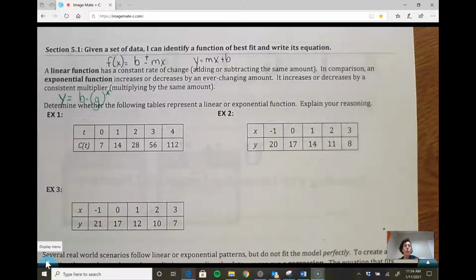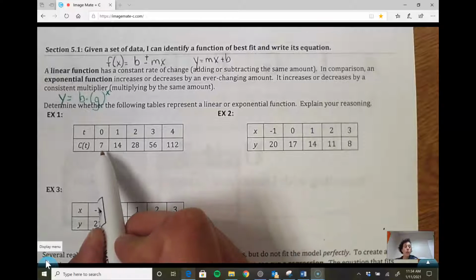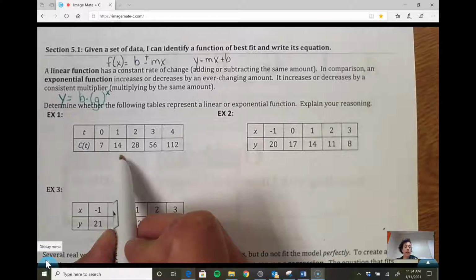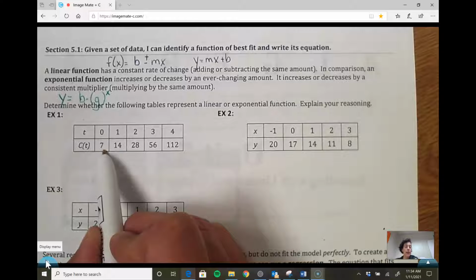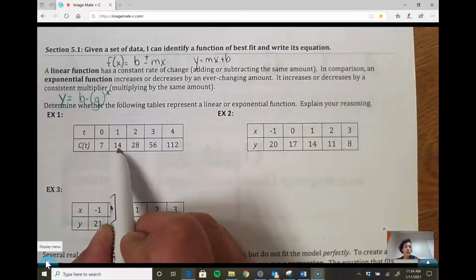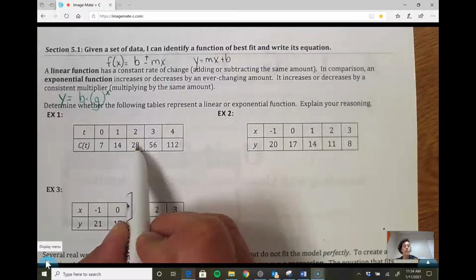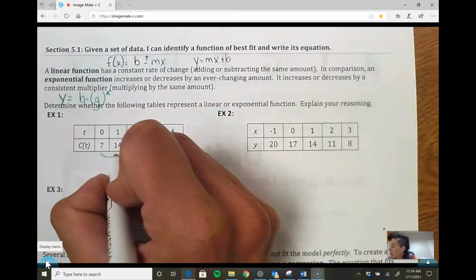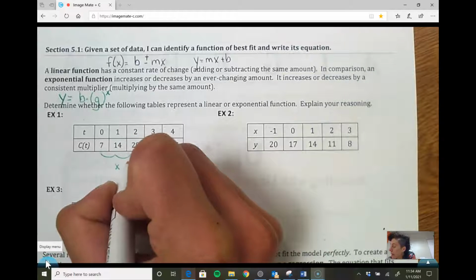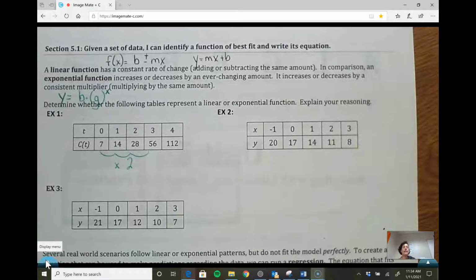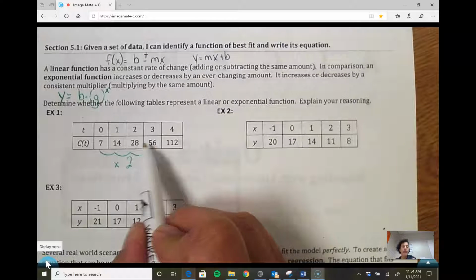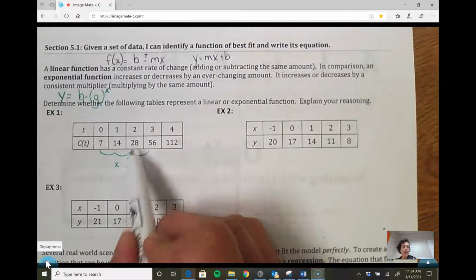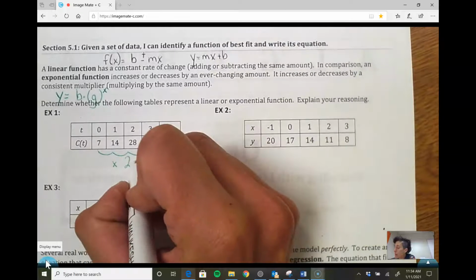Then I want to see, well, maybe they're multiplying. What do they multiply to get from here to here, or here to here? I can see 7 times 2 gets me to 14, or 14 times 2 gets me to 28, 28 times 2. The fact that each time they're multiplying by 2 says it's exponential. Now, if you're having trouble seeing what they're multiplying by, remember, you can take one amount and divide it by the previous amount to get your g, because this 2 is g.